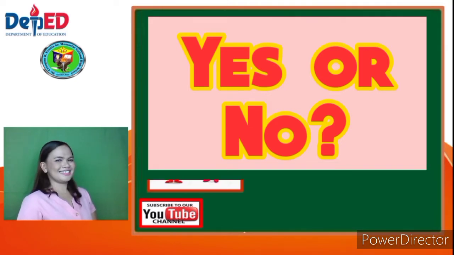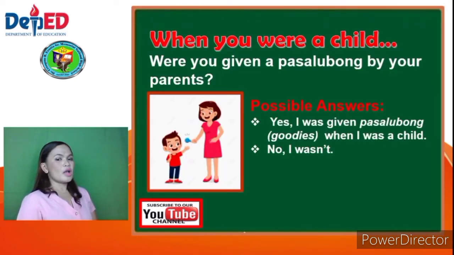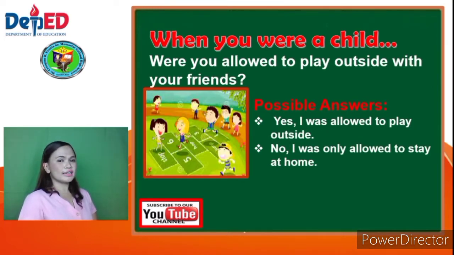Let's start. When you were a child, were you given a pasalubong by your parents? We have possible answers. First, yes, I was given pasalubong or goodies when I was a child. Or is it no, I wasn't? Next question, when you were a child, were you allowed to play outside with your friends? Possible answers: yes, I was allowed to play outside, or no, I was only allowed to stay at home.